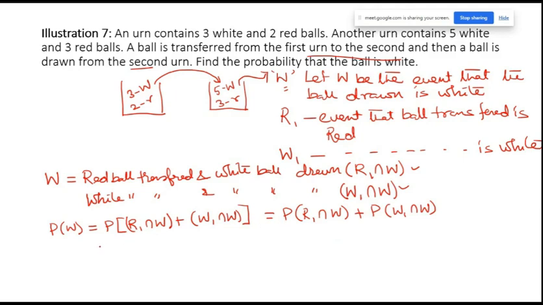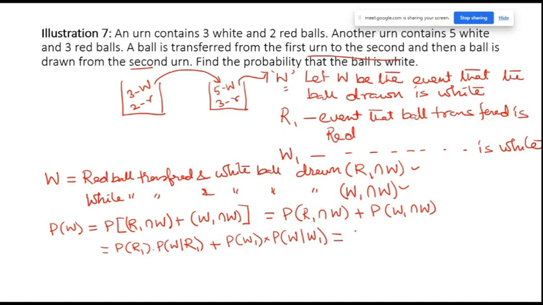Now, let us look at this. First, you see the transfer is taking place, then the drawing is taking place. So I will write the probability of transfer first: the probability of R1 into probability of W given R1. Here also, first the ball is transferred, then the ball is drawn. So probability of W1 will come first, and then it may influence the chance of W. So W given W1.